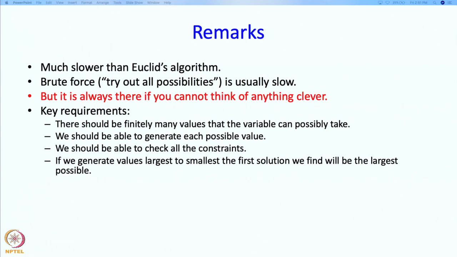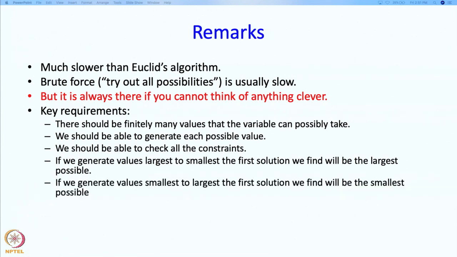Now, if we generate the values from largest to smallest, then the first solution we find will be the largest possible. If the candidates we generate are in the order smallest to largest, then the first solution we find will be the smallest possible. So, depending upon whether you want the smallest possible solution or the largest possible solution, you should pick one of these orders.